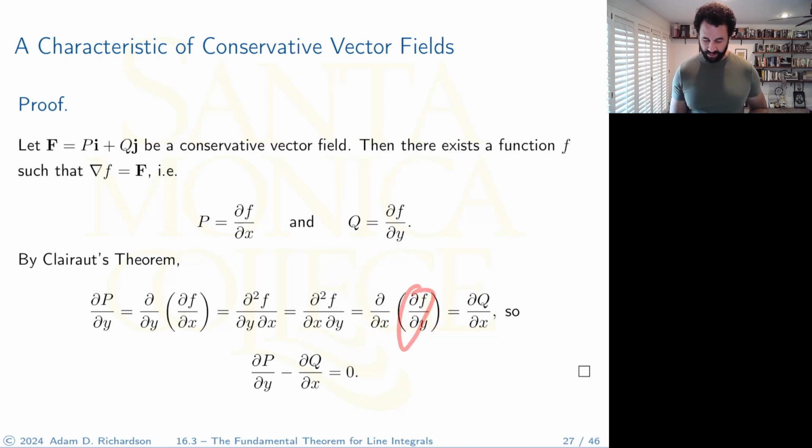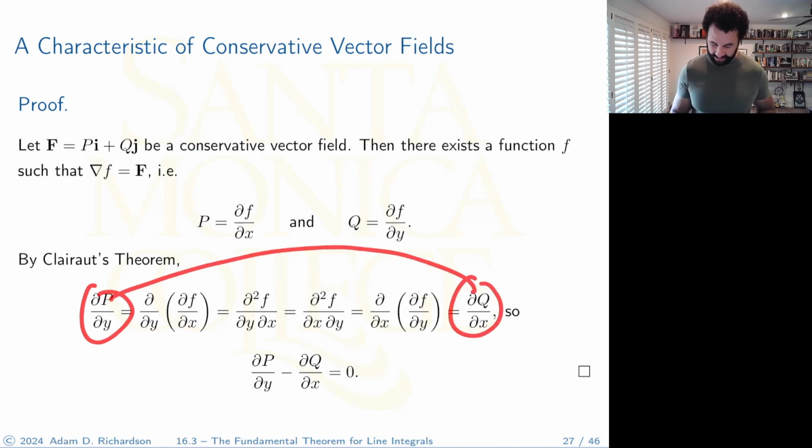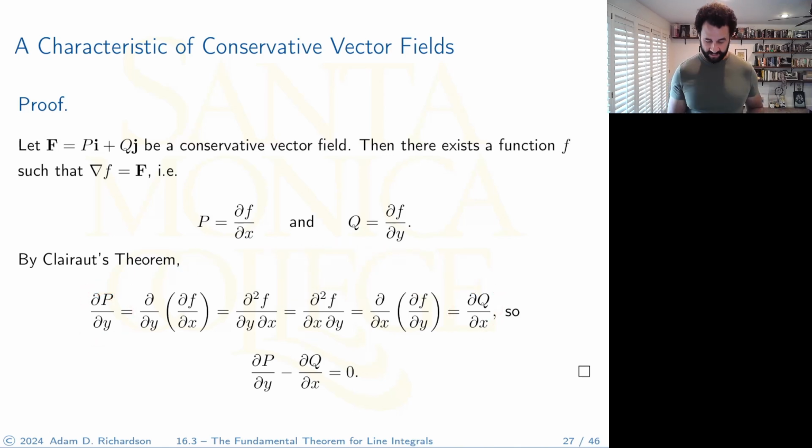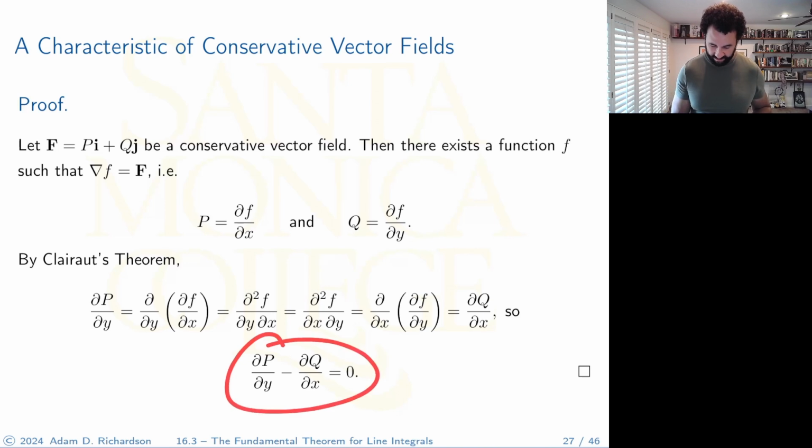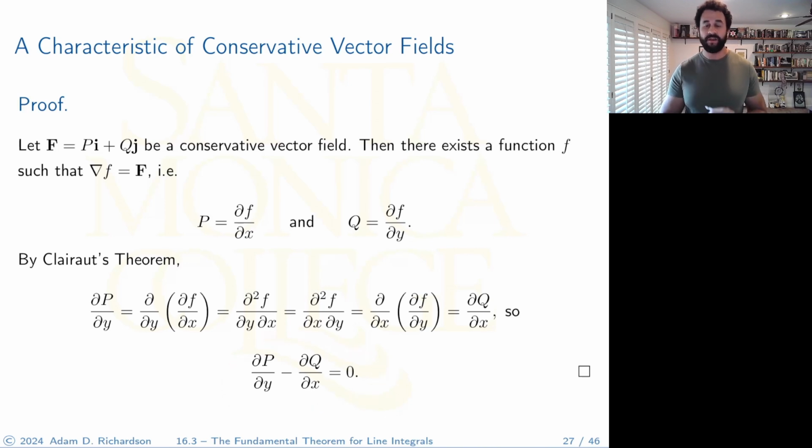But this is equal to Q. So we get partial Q partial x. And we've shown through this long chain of equalities that this is equal to this. Or in other words, this minus this is equal to 0, which is what we needed to prove, right? So if your vector field is conservative, then this has to be true on a domain as long as these are continuous and so on and so on.